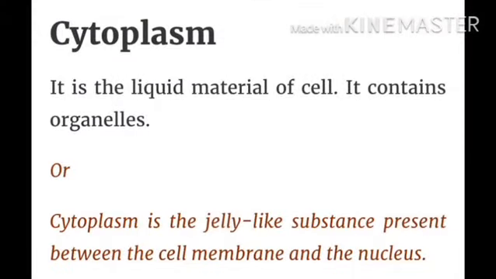Now cytoplasm. It is the liquid material of the cell. It contains organelles. Cytoplasm is the jelly-like substance present between the cell membrane and the nucleus. There are many small cytoplasmic bodies in cytoplasm. These are called cell organelles. All organelles in cytoplasm play an important role in the functioning of the cell.